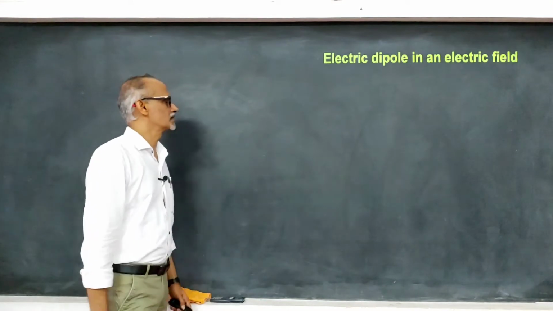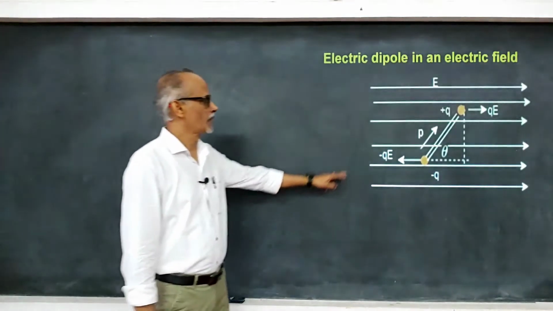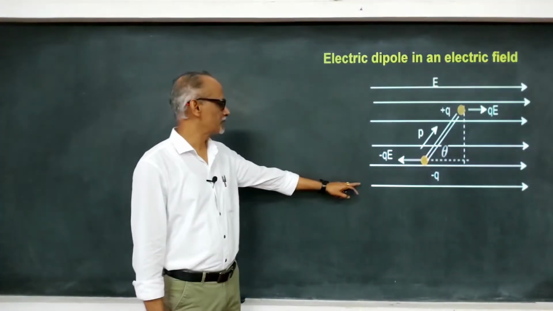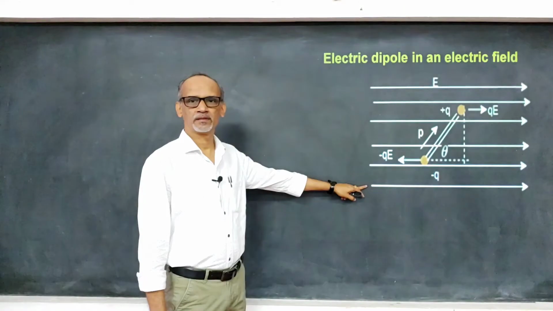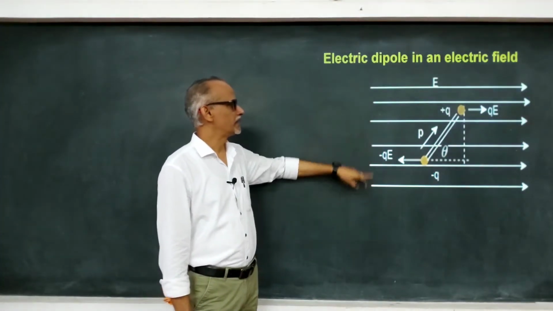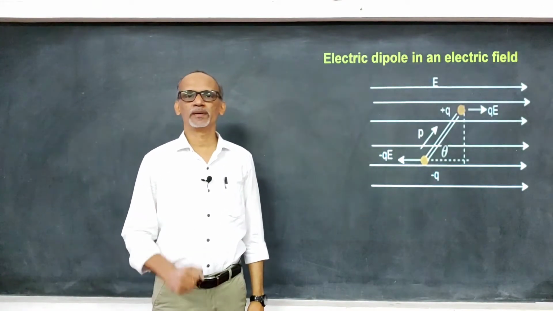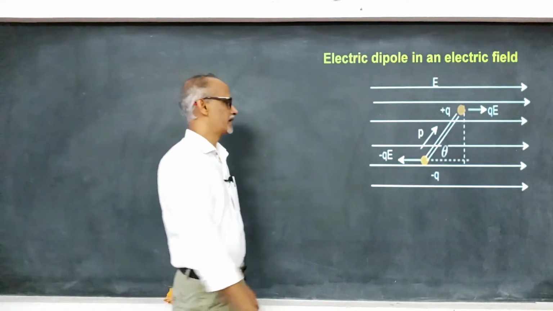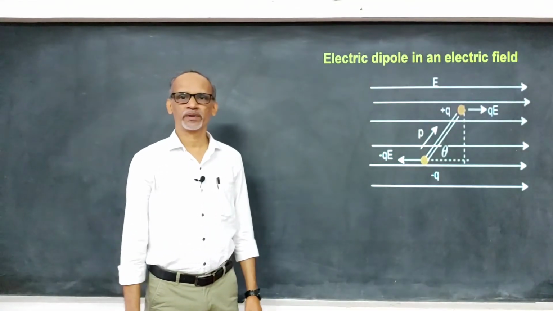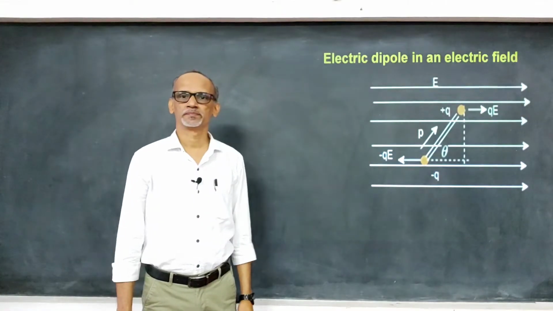So let us consider a dipole placed in an electric field. An electric field is represented by drawing parallel lines with equal spacing. So that represents a uniform electric field directed as shown in the diagram with an arrow. The arrow indicates that the electric field is from left to right.